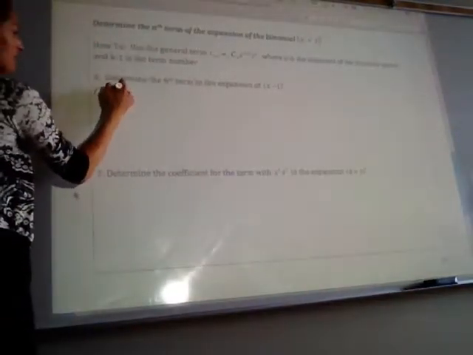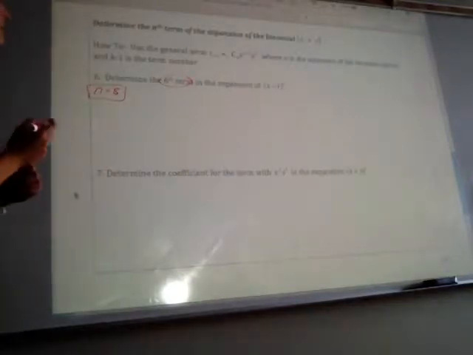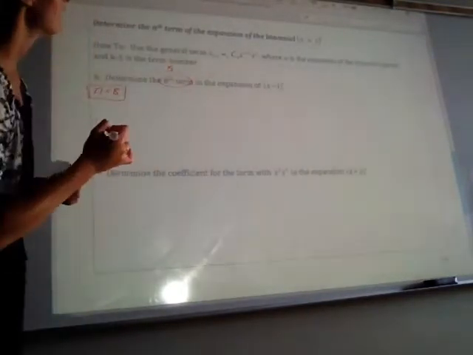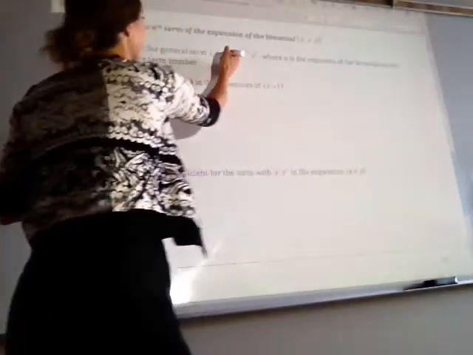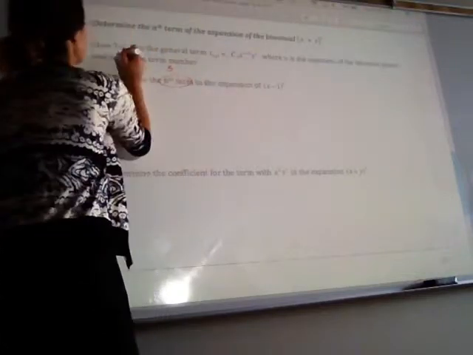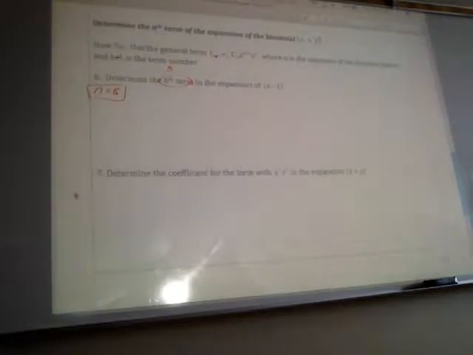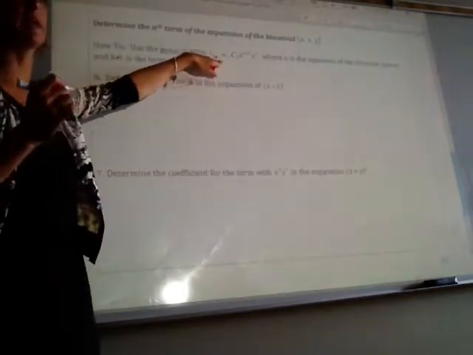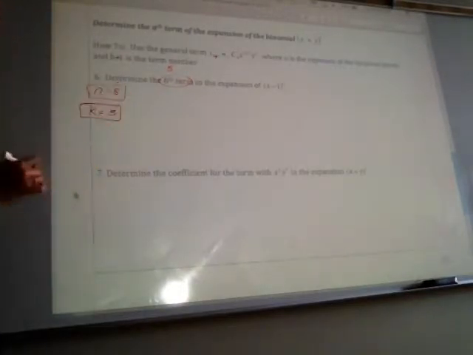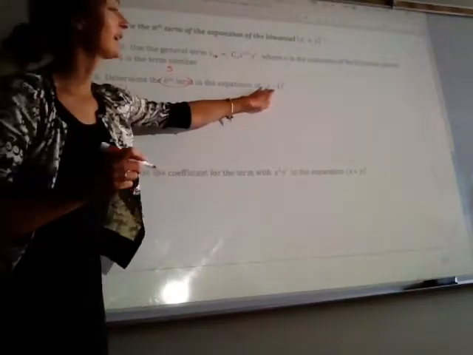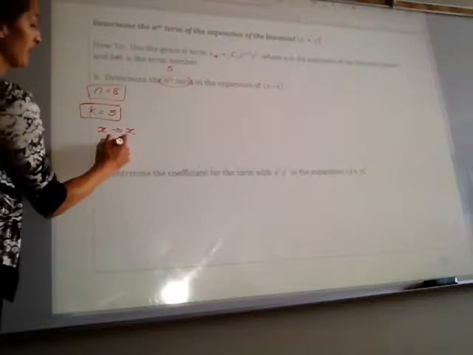Okay, so our n is 8. If we're looking at the sixth term, what's your k value? It'll be 5, and this should be plus 1, right? Yeah, sorry, can you guys just change that? k plus 1. Okay, so just to be clear, it should be t sub k plus 1. Alright, so our k is 5. Our x in this case is just x. And our y is negative 1.